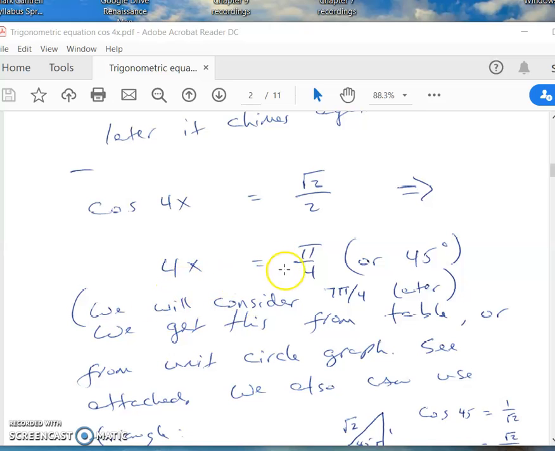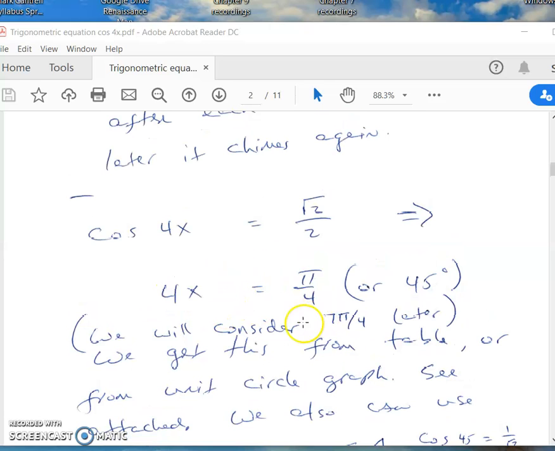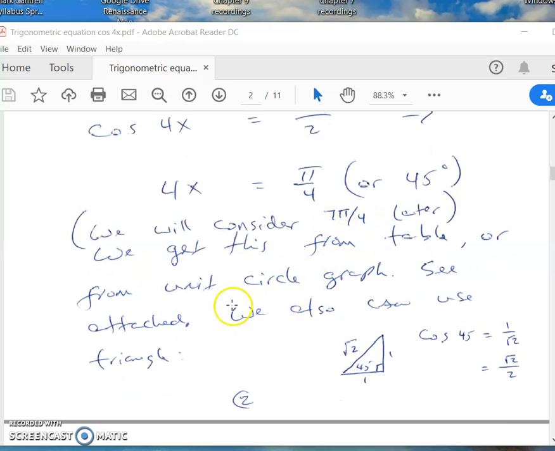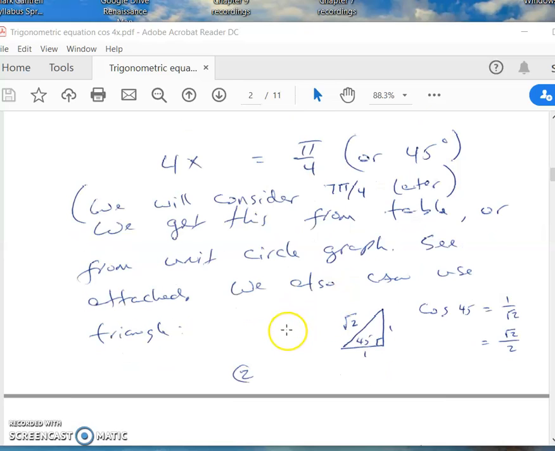Okay, so we know that 4x equals pi over 4 is one solution. That's one of the solutions we're going to use right now. And where do we get this? We get this from a table, or from the unit circle that I just attached, or actually, this is one of the ones we can do by hand.